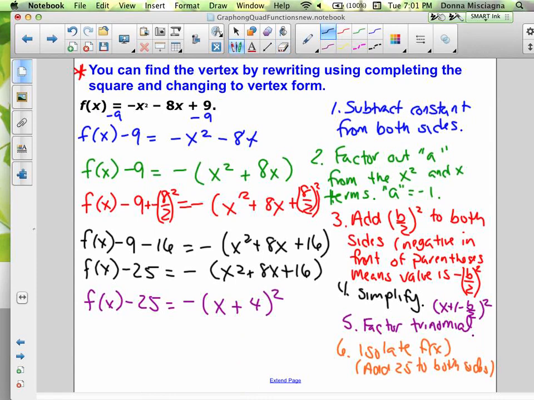All right, we're almost done. We need to isolate the f of x because we're rewriting this. We're not solving. So it's the y, or f of x, that needs to be isolated.